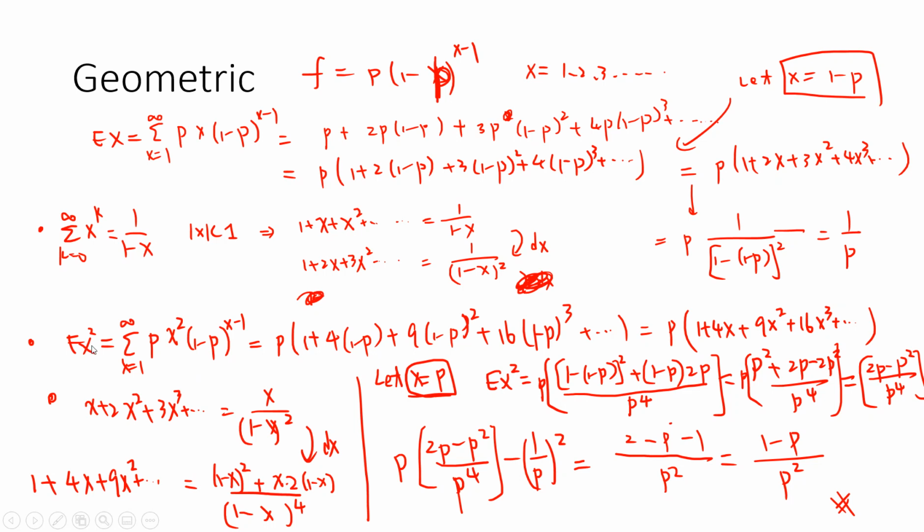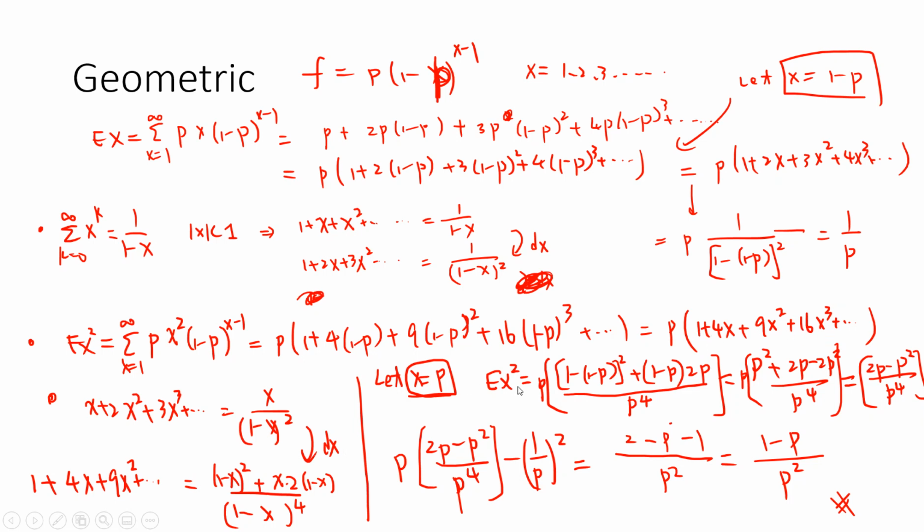Okay, so E[X squared] is just the sum of p x squared (1 minus p) to the x minus 1. So you write down, you get p times (1 plus 4x plus 9x squared plus 16x cubed). If you start from our previous case, you multiply by x on this equality and do the differentiation again. You get 1 plus 4x plus 9x squared, right? So this term looks exactly the same as this term.